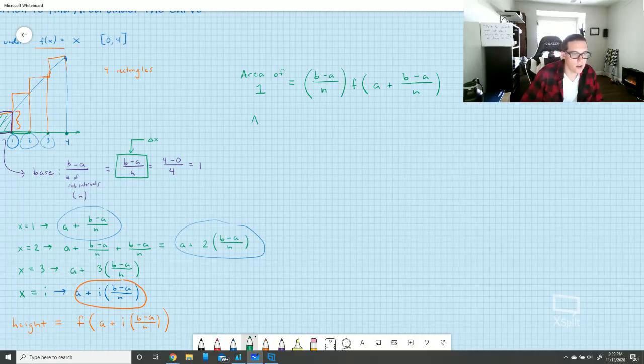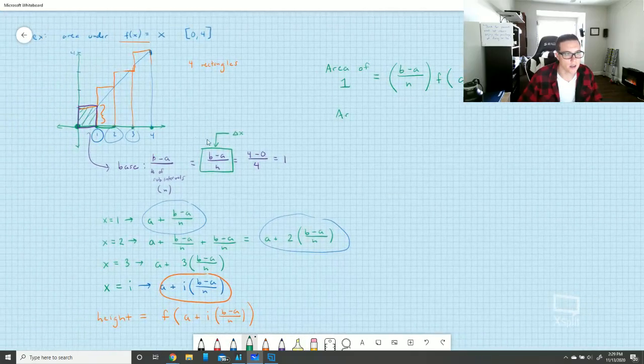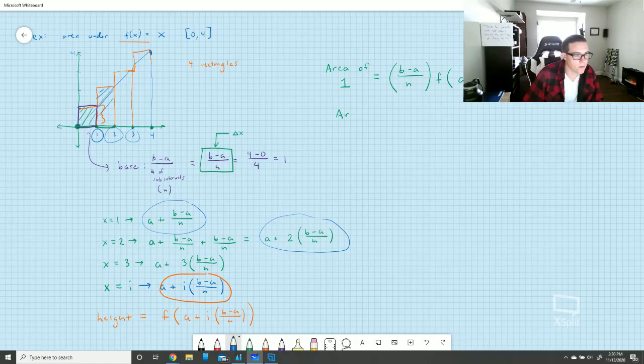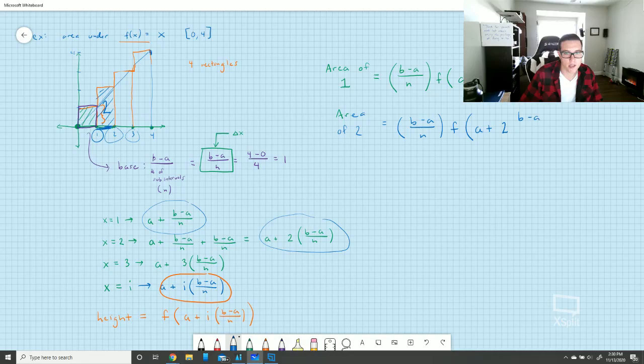To get the area of 2, think about what that just did. That's saying the base right here times the height, the function value when I plug in this x coordinate, x equals 1, into the function. So now the area of 2 is equal to, again, the base of area 2, which is again (b minus a) over n, times what I get when I plug this into the function, a plus 2 times (b minus a) over n. Because that's where I got this piece right here.